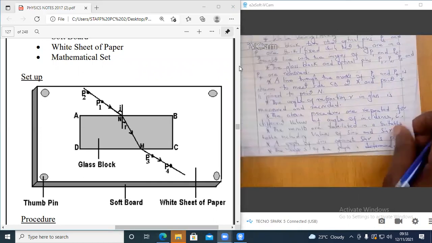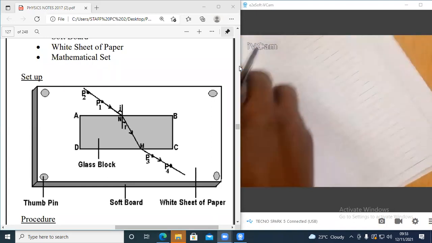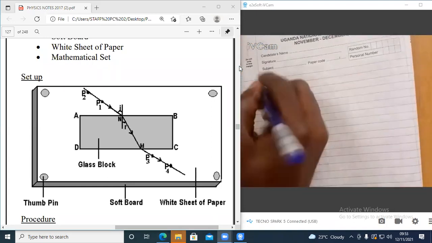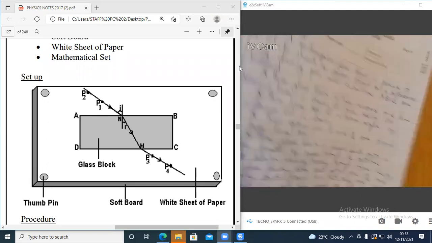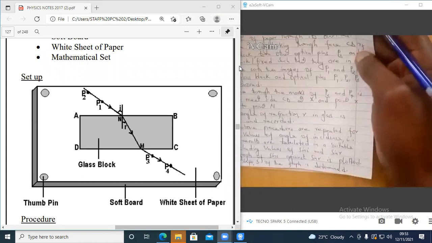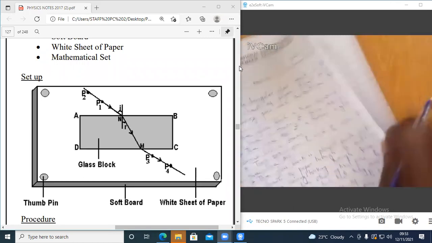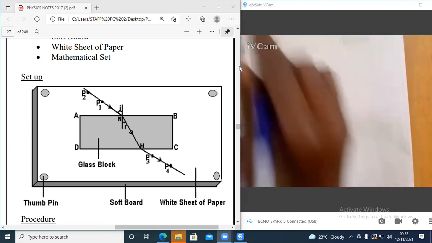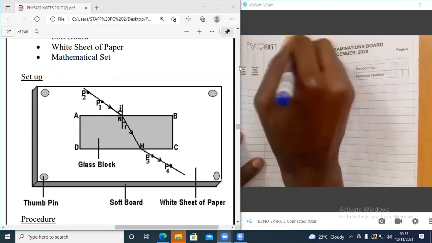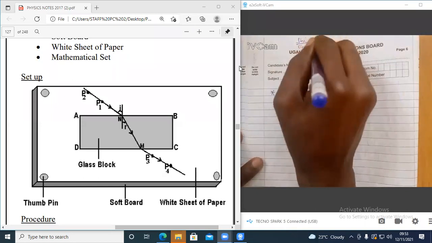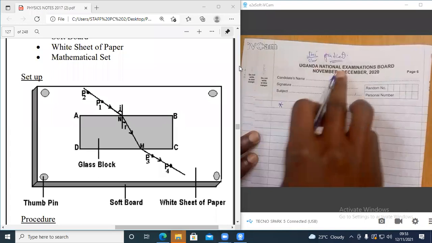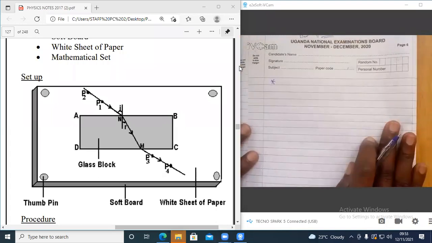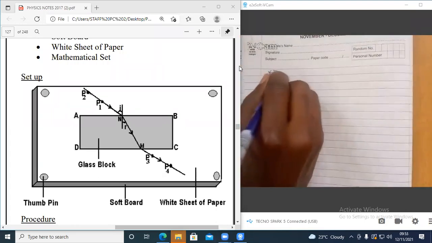Like I always say, you give the procedures and then you must conclude. So now after getting the slope, what do you think the slope will give us, members? The slope will be sin I over sin R, because slope is the same as gradient.